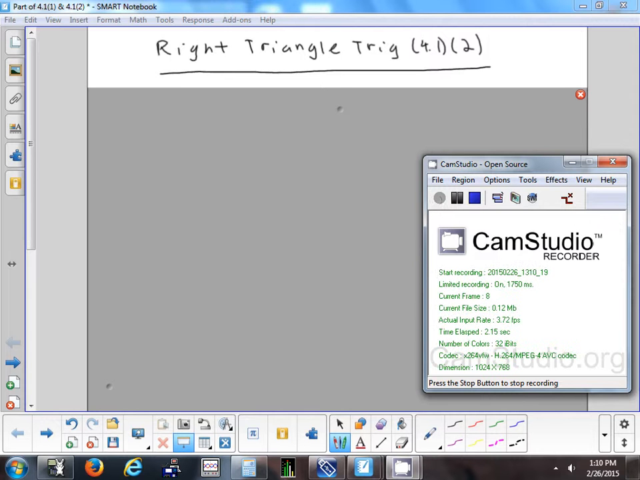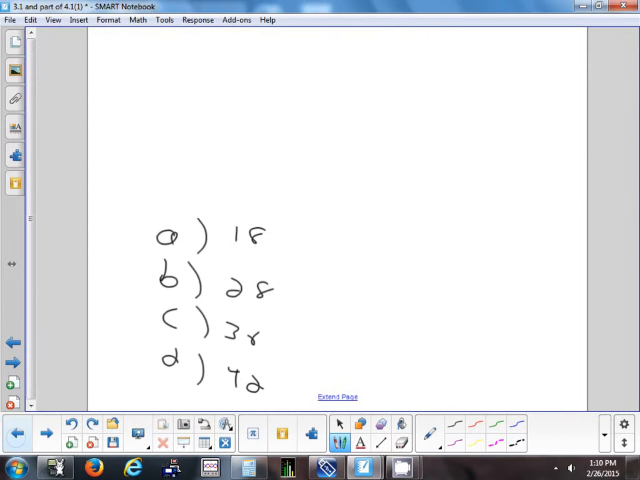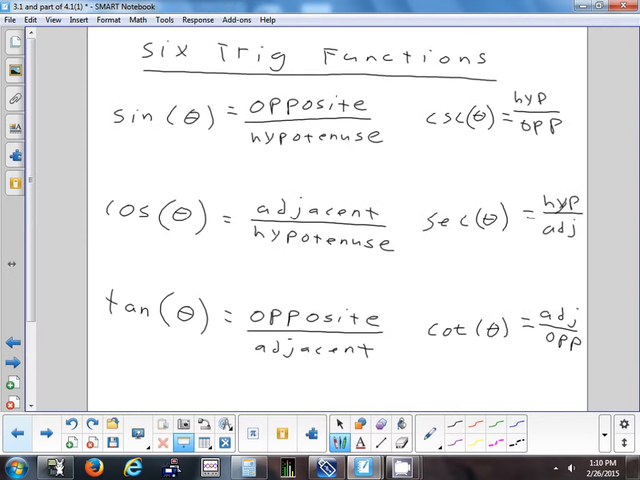So yesterday we started section 4.1. We talked about all of these definitions. Pull them up. We're going to use these today to solve right triangles. Any questions on those 6 definitions?